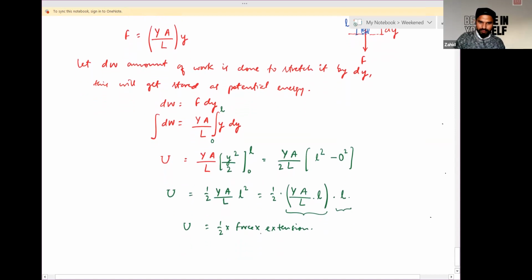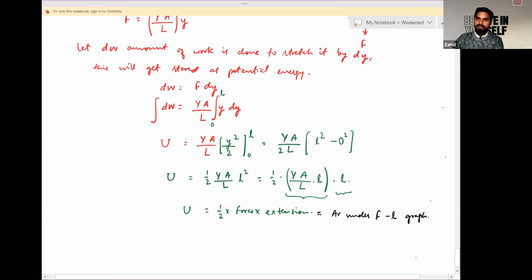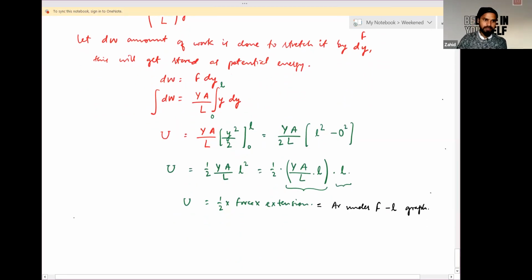Now, since force and extension are in multiplication, the area under the force extension graph will define the potential energy stored in this wire. Now we may transform this formula: U equals half into force into extension.